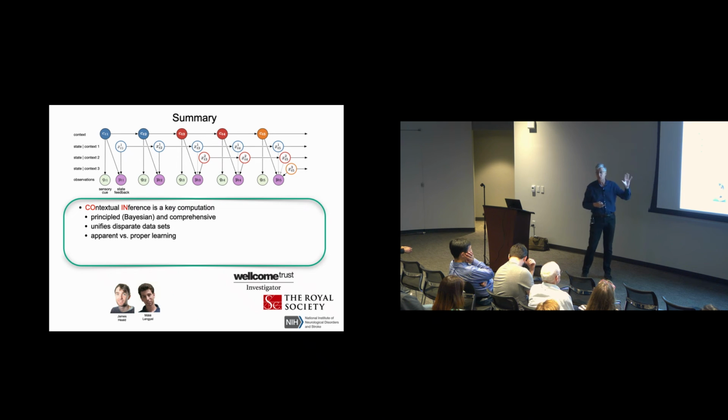It makes clear the difference between apparent and proper learning, and I think that's interesting and important from a neurophysiological point of view. Like, what are the bases of apparent learning and proper learning? They must have different neural substrates. And we think it's relevant to conditioning, episodic memory, economic decision making.